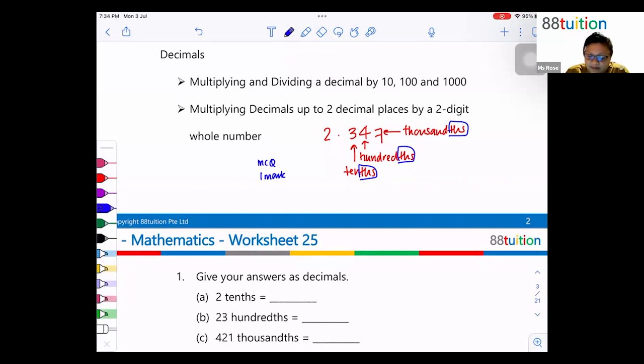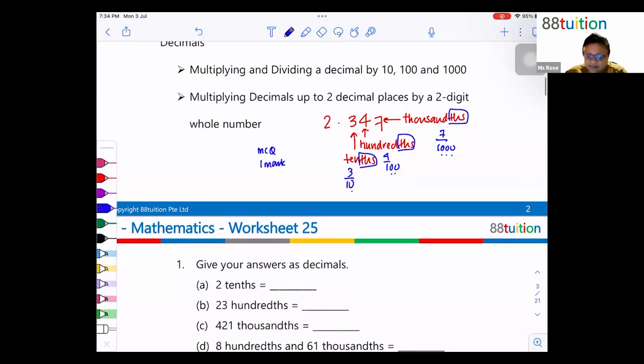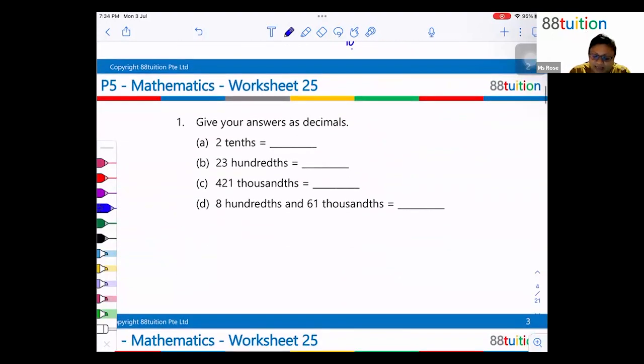So, for example, this will be your 3 tenths, 4 hundredths, and 7 thousandths. The guiding digit for you is actually the 0. 1 zero means 1 decimal place, 2 zeros, which is in 100, means 2 decimal places, 3 zeros means 3 decimal places. So if I have 2 tenths like this, it should be written this way.